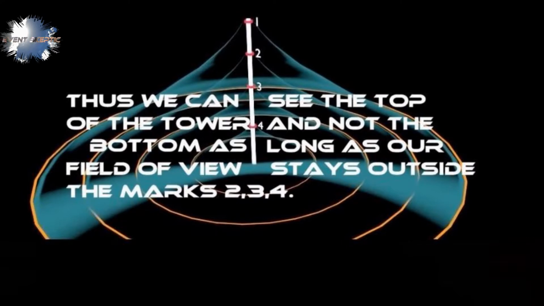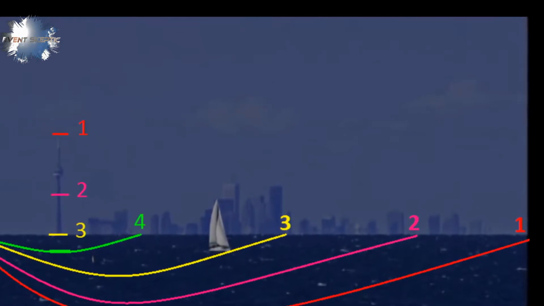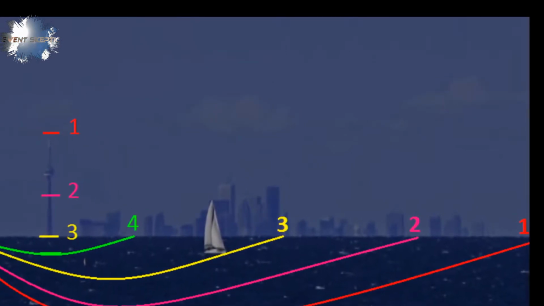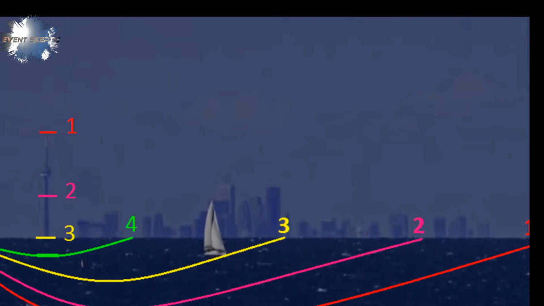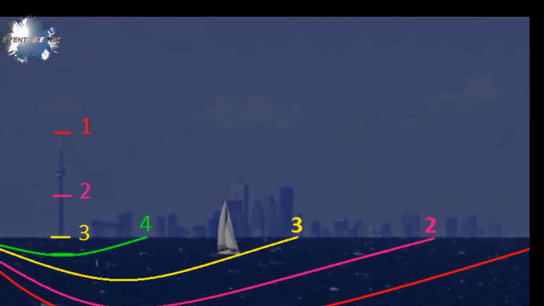Thus, we can see the top of the tower and not the bottom, as long as our field of view stays outside the marks 2, 3, and 4. This is plain observations that everyone can do.